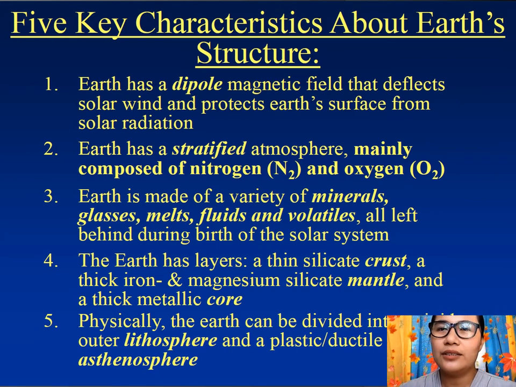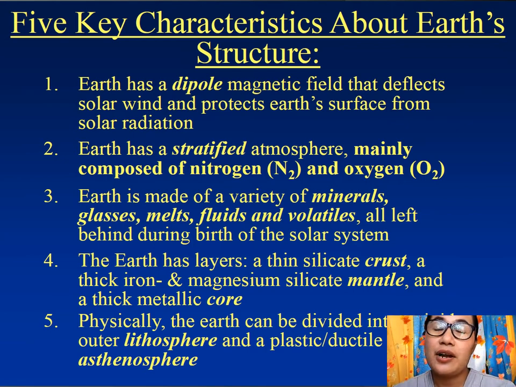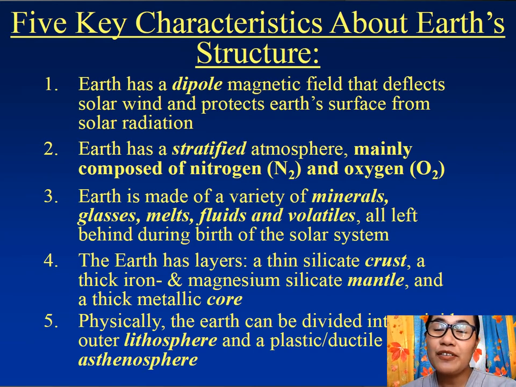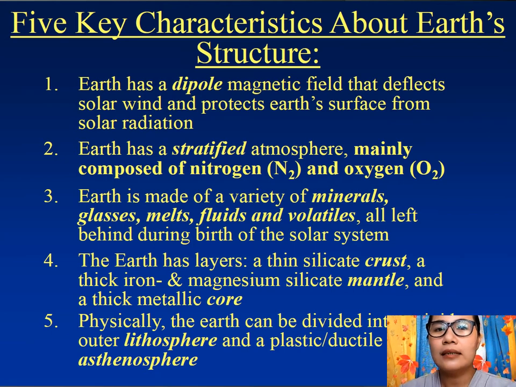Second, the Earth has a stratified atmosphere, mainly composed of two elements, nitrogen and oxygen. Stratified, it has layers. Stratosphere, what is that? Mesosphere, there are five layers of the atmosphere. Third characteristic of the Earth, it's made up of a variety of minerals, glasses, metals, fluids, volatiles, all left over from the birth of the solar system.